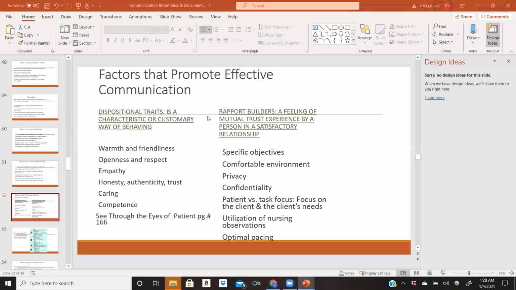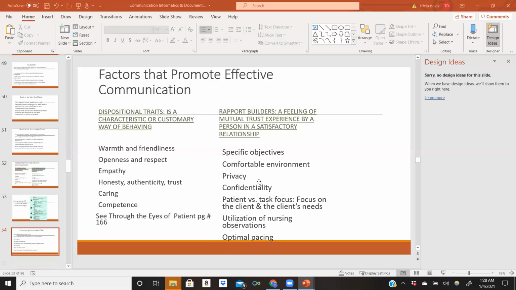And then you have patient versus task focus. Focus needs to be on the client and the client's needs, not those task-driven things like straightening up the room, measuring eyes and nose, passing medications. Those are all your task-driven tasks. And then utilization of nursing observations. You want to make sure that you are paying attention to what you're observing, and then utilizing that information correctly by acting upon it and putting that into your nursing care plan, and then optimal pacing.